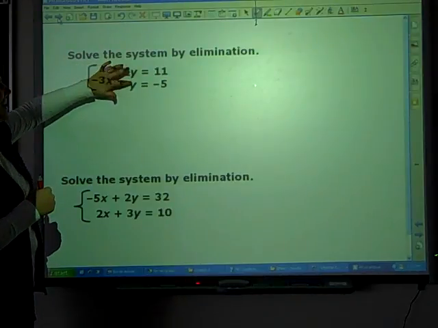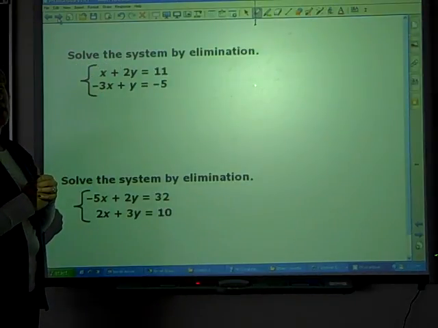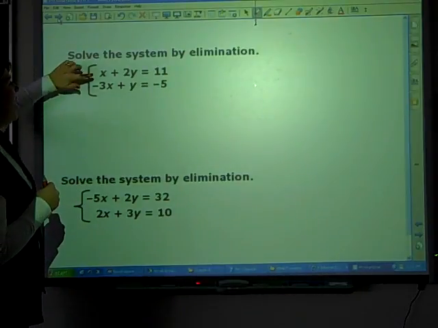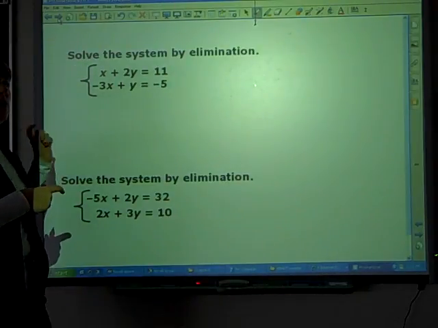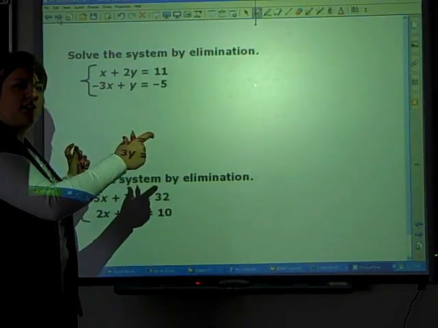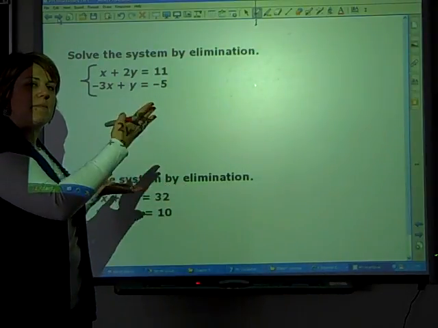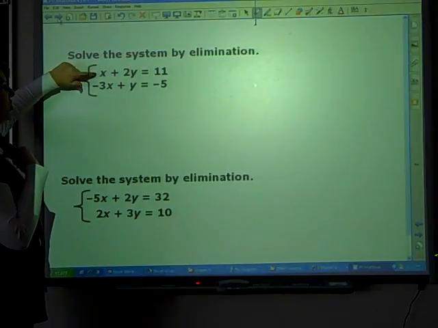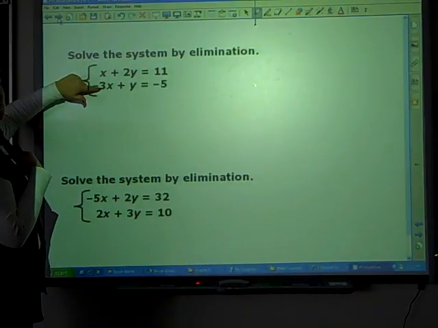Right now I don't have any numbers that will cancel each other out. I've got a whole bunch of different options though for how I can set it up. I know in math, as long as I do something to one side and the same thing to the other, my equation is still going to stay balanced. So we're going to use that idea to eliminate. I would like to eliminate the x's first.